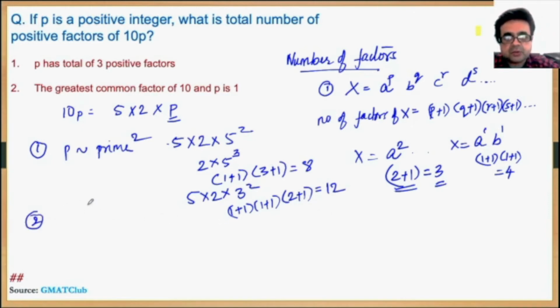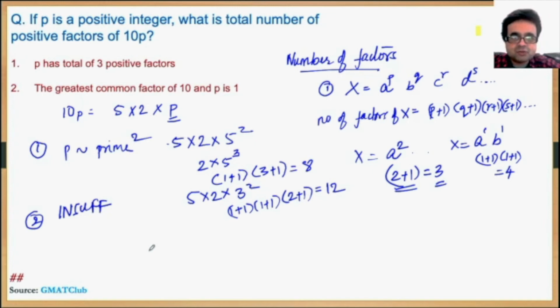Now let's take statement 2. In statement 2, we are given that the greatest common factor of 10 and p is 1. However, again, we don't know what p is, right? P could be any number. We don't know what the prime factorization of p is, and without knowing exactly what the prime factorization of p is, we can't know the answer. We know we have a 5 and 2 in 10, and we know that p does not have 5 and 2, but p could have 3 to any power, 7 to any power, 17 to any power, any number. So we cannot calculate the number of factors of 10p. Hence, this is clearly insufficient.